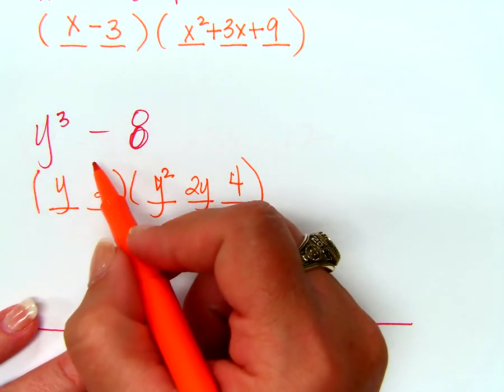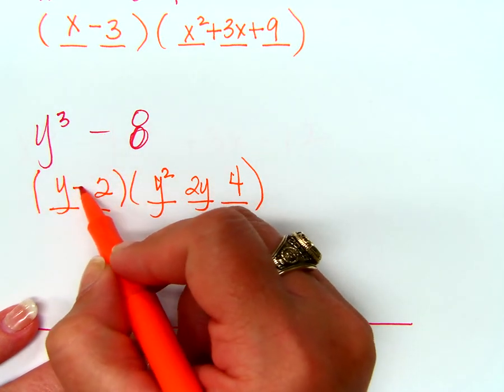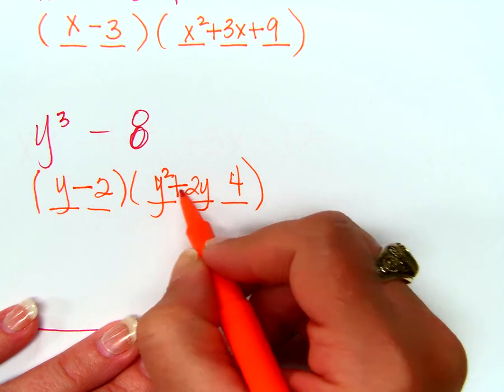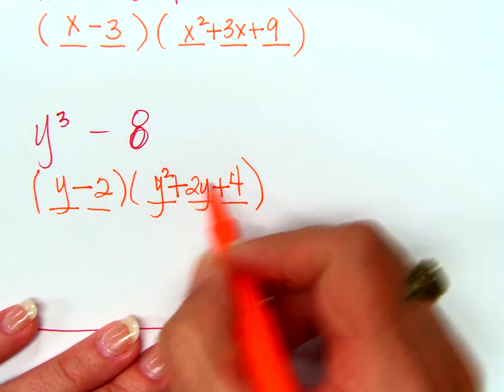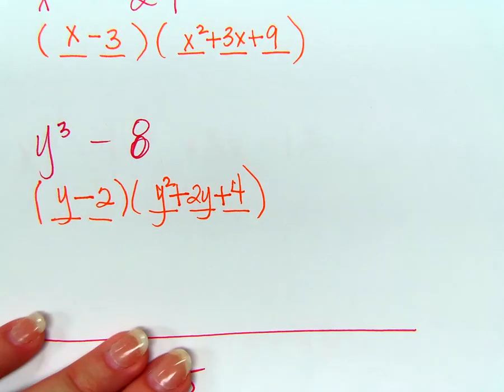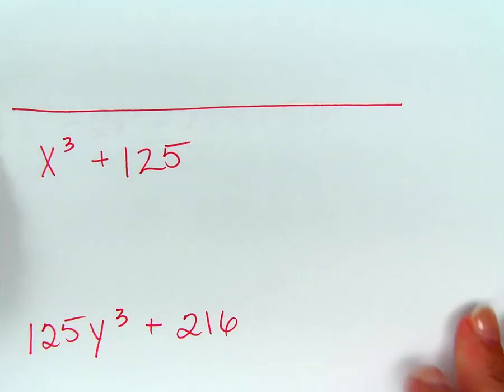Now let's talk about the signs. What's the sign in the problem? Minus, so the binomial is a minus. The next sign is opposite of that. The last sign, always plus. Easy or hard? Okay, if that's easy, this one's even easier.